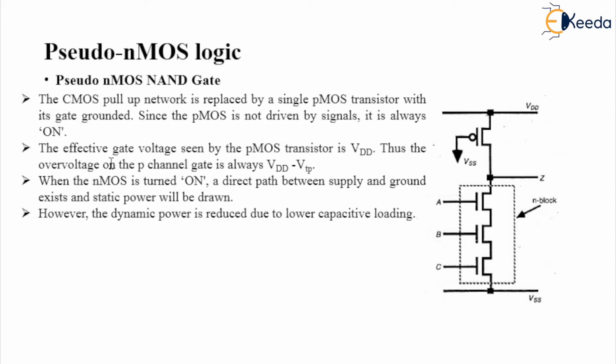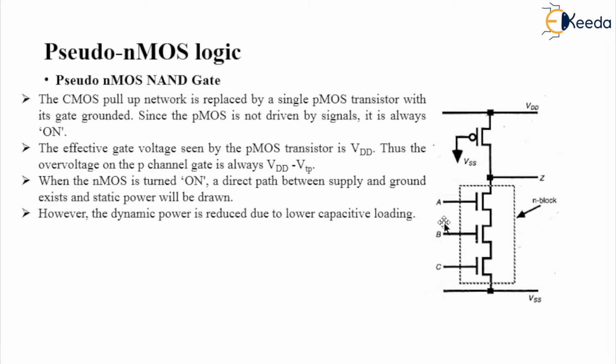Next, therefore, the effective gate voltage seen by the PMOS is VDD. Thus the over voltage on the P gate is always VDD minus the threshold voltage of the P channel. That is written in point number 2. Third point: when the NMOS is turned on, whenever I give an input to this N channel, definitely it will be turned on.